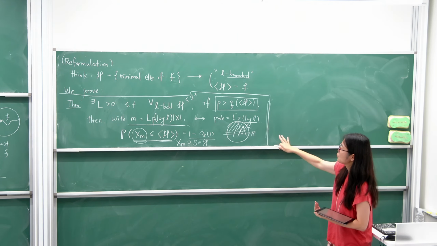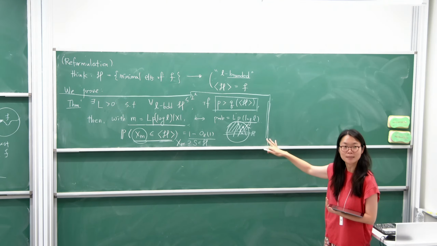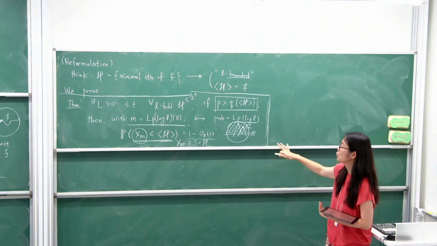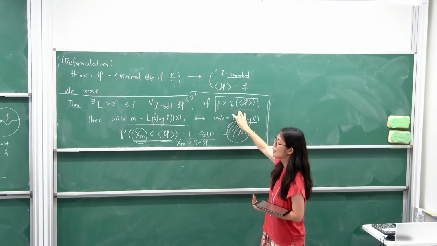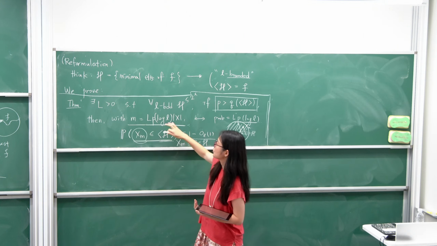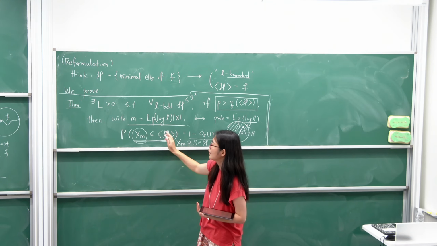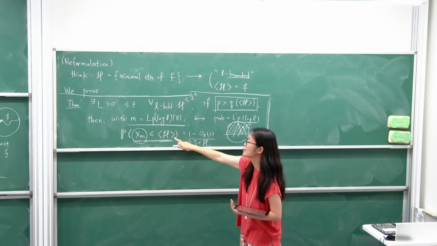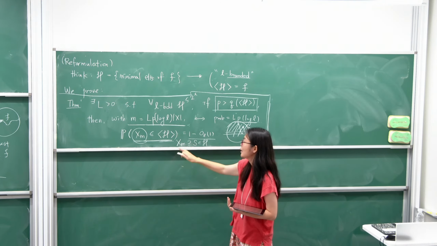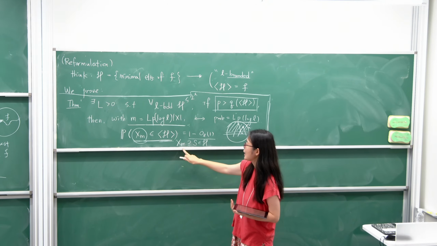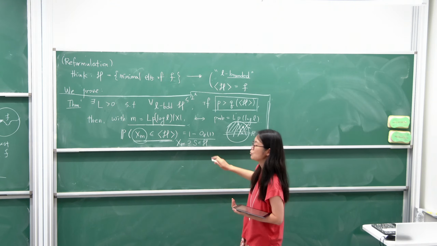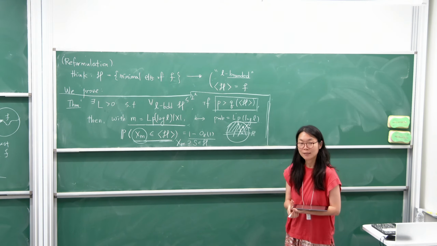Okay, so this is the statement that we are going to prove. Are you okay with this? So we want to show that if P is larger than this, and if the size is larger than this, then it's very likely that our random object satisfies this increasing property, which means it's very likely that Xm contains at least one member in H.